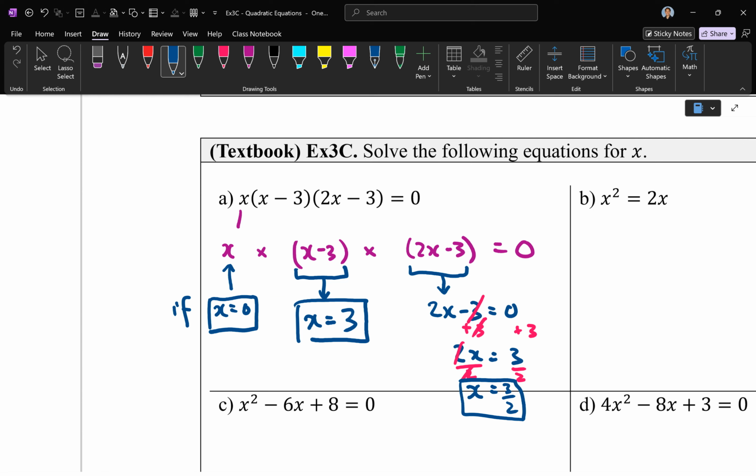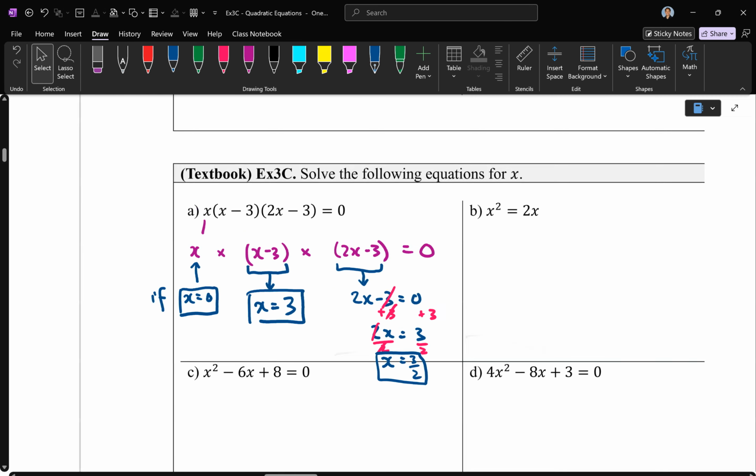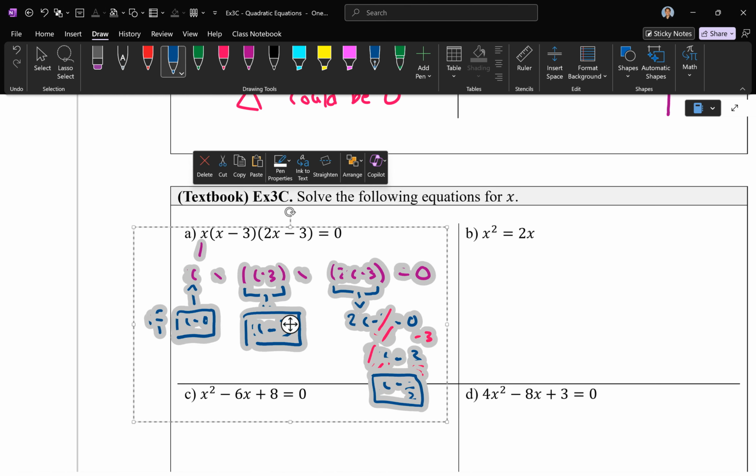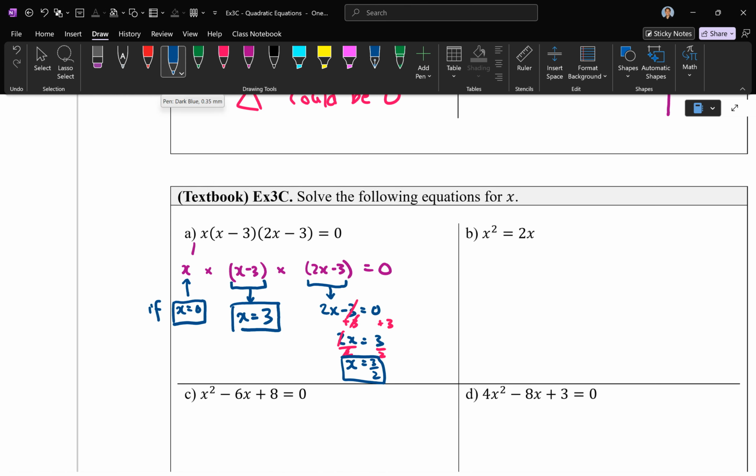Those are my 3 possible answers for the 3 terms that you're multiplying: x times this bracket times that bracket. But you couldn't have done this without factorizing first. You need them all multiplying to each other. So that's one nice example. I'm just going to circle this and make it a bit smaller to fit into the box there.